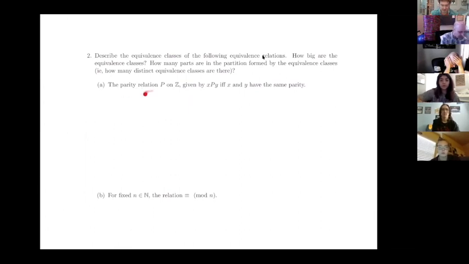For example, consider this now familiar relation that we've considered before, the parity relation on Z, where two integers X and Y are related if they have the same parity. What we'd like to do here is describe the equivalence classes, like how many elements are in each equivalence class, how many parts are there, etc. So by this relation, how many equivalence classes would we get?